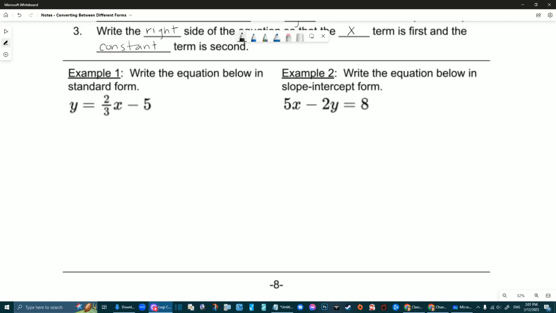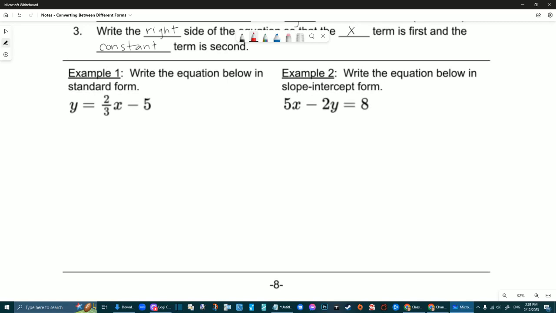All right, math scholars, let's go ahead and work through two examples of converting between slope-intercept and standard form. Starting with example 1, we're given an equation in slope-intercept form and we're asked to write it in standard form.